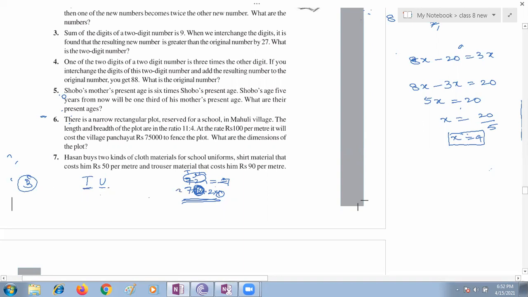Suppose I am taking the units place digit as x. What is the other digit, children? The sum should be equal to 9. So the tens digit is 9 minus x, multiplied by 10. Why should I take 9 minus x? Did you not have any doubt?